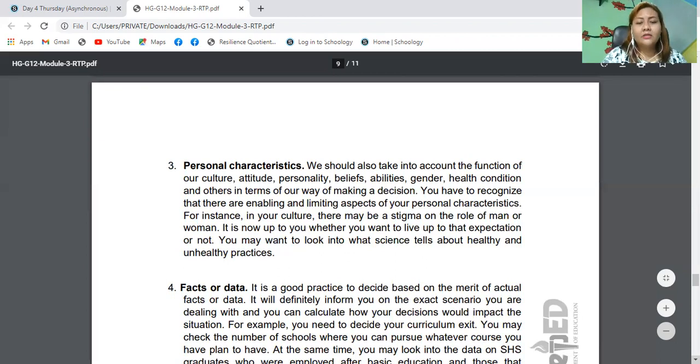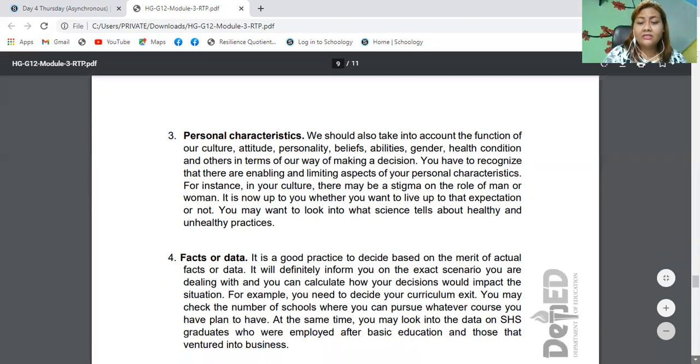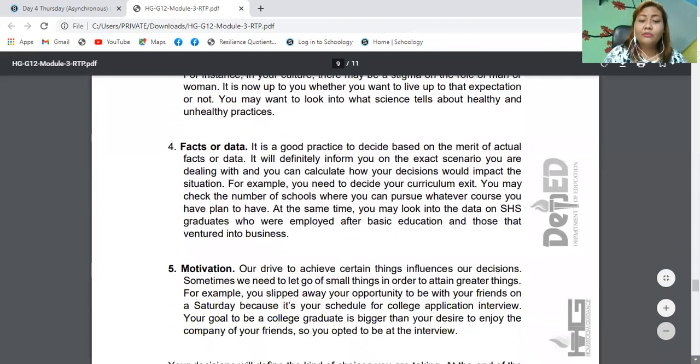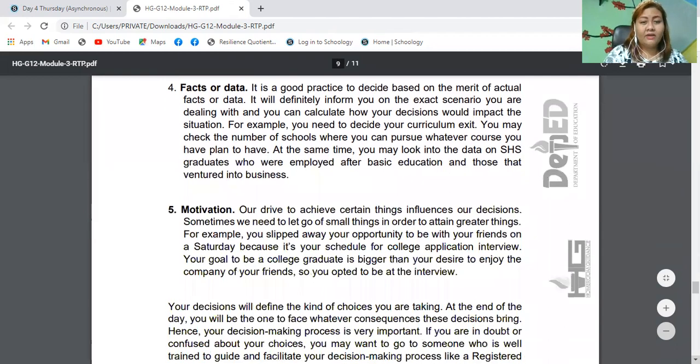Yun. Facts or data, which is based on actual facts. Kaya nga facts, which means do sa scenario na nangyari na sa iba, will help you decide on if you're going to take the same decision kasi nakita mo na nga sa iba at nalaman mo na that it's factual.